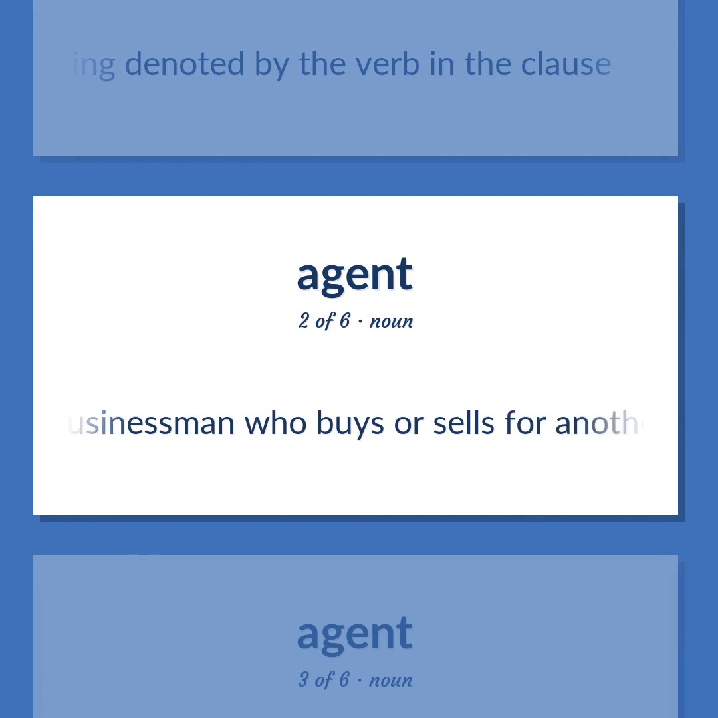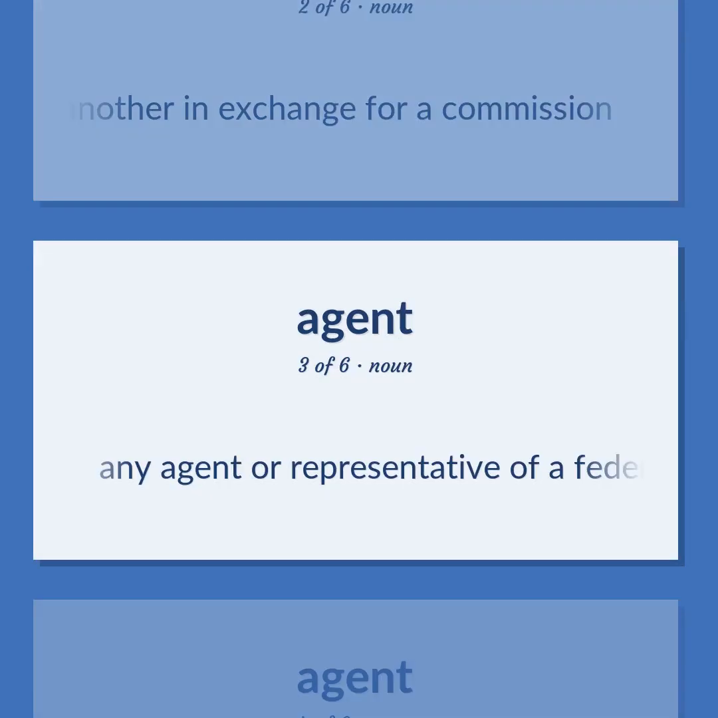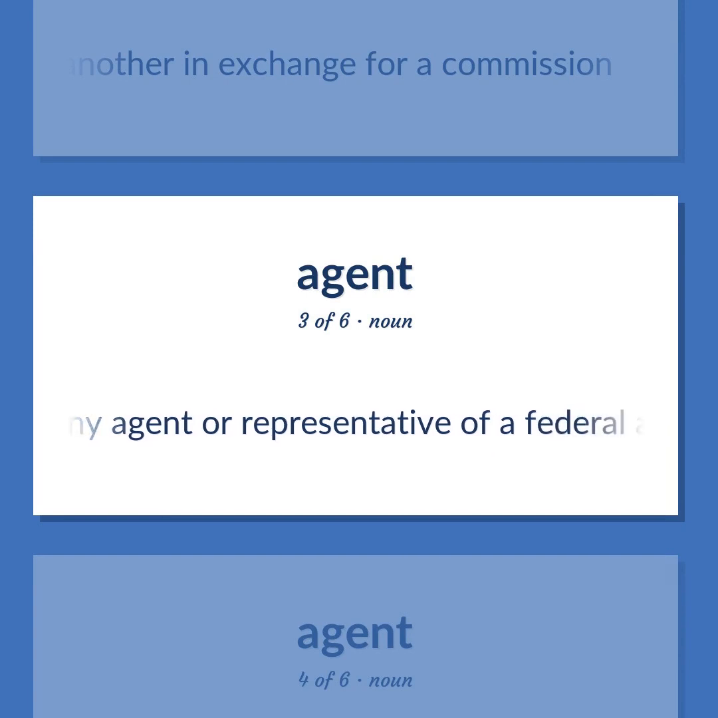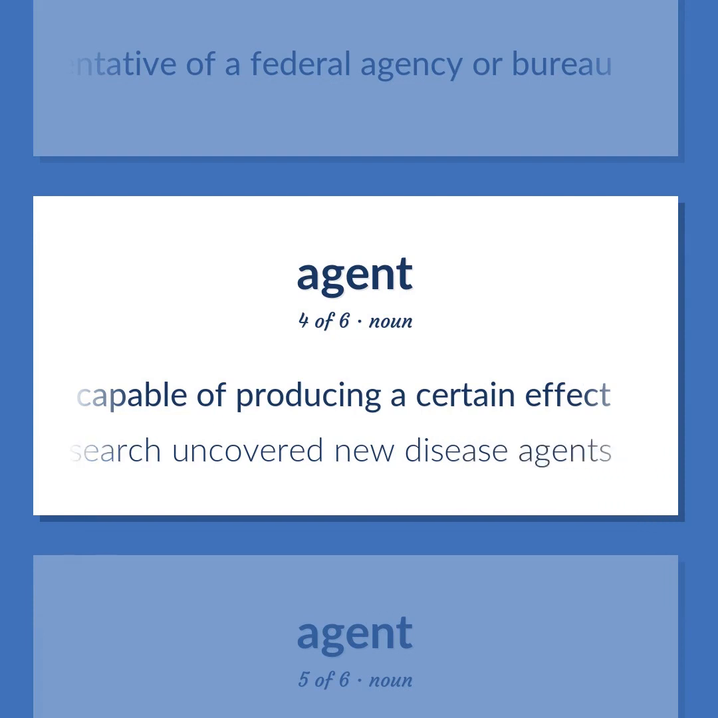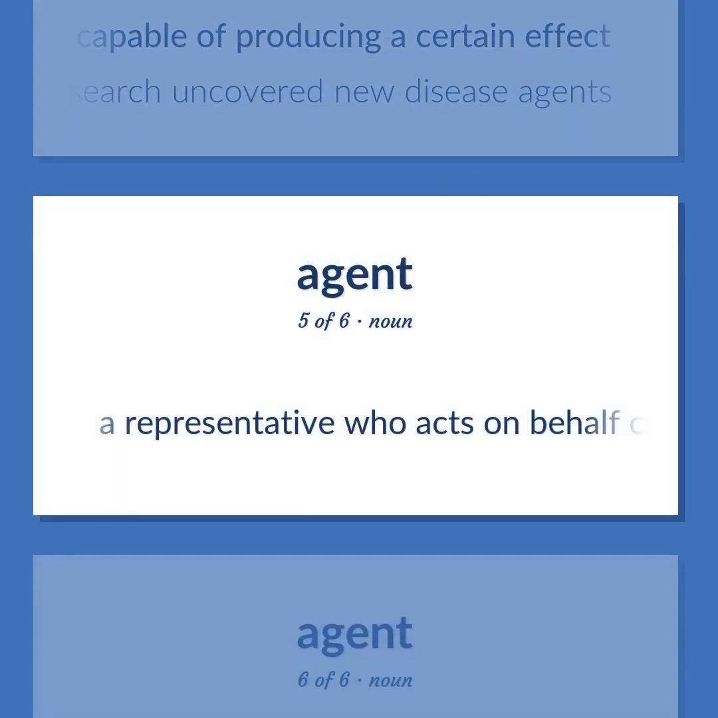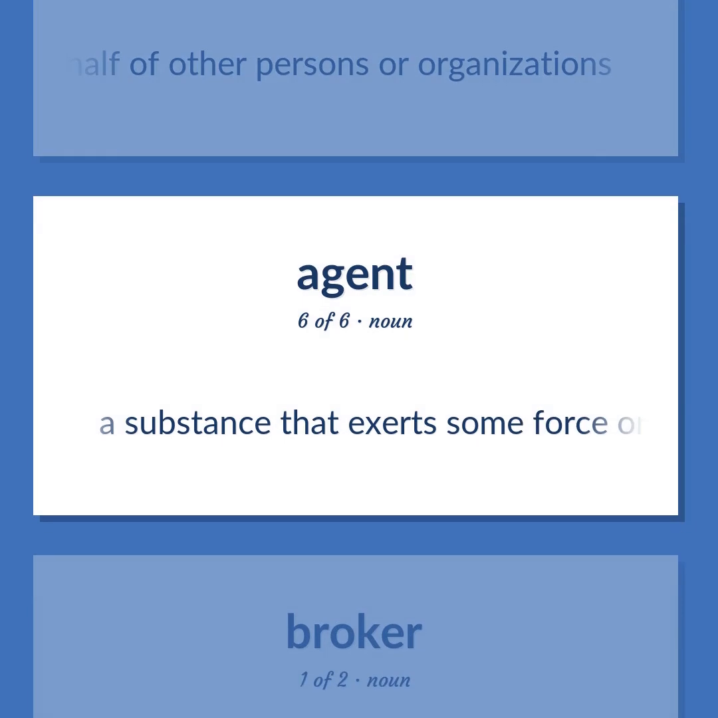A businessman who buys or sells for another in exchange for a commission. Any agent or representative of a federal agency or bureau. An active and efficient cause, capable of producing a certain effect. Their research uncovered new disease agents. A representative who acts on behalf of other persons or organizations. A substance that exerts some force or effect.